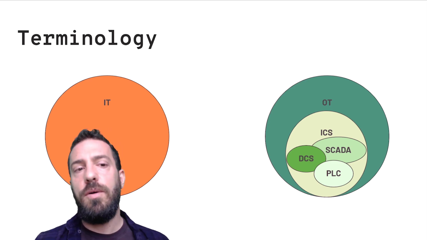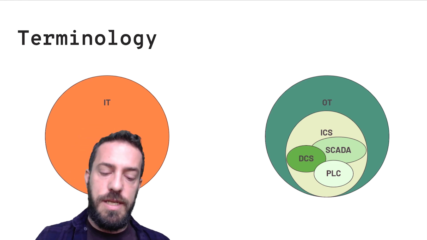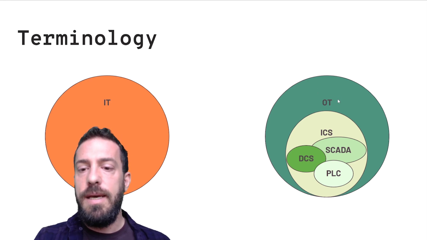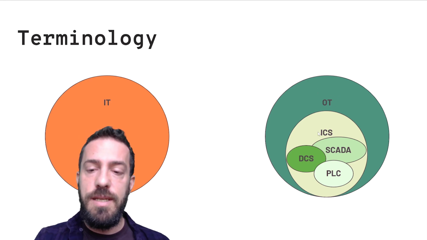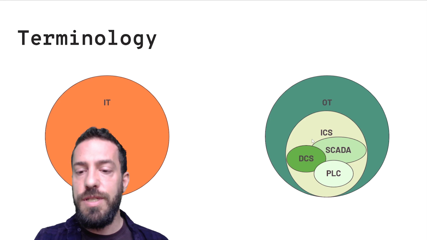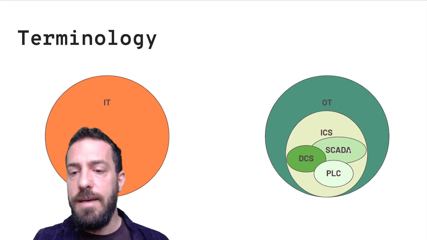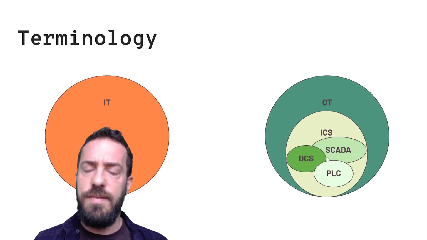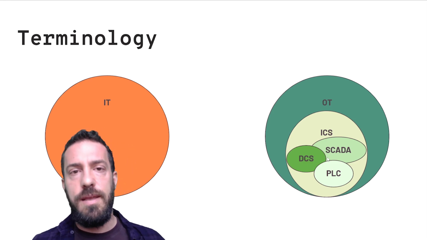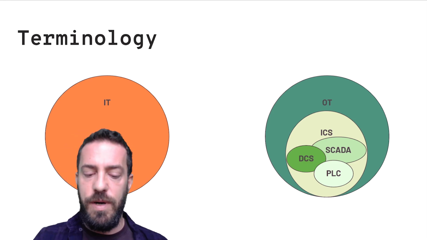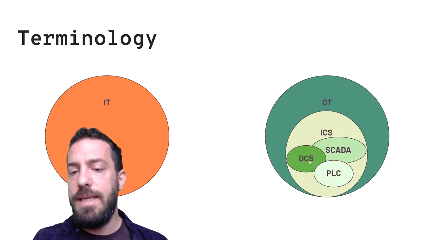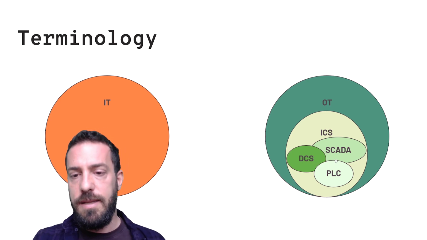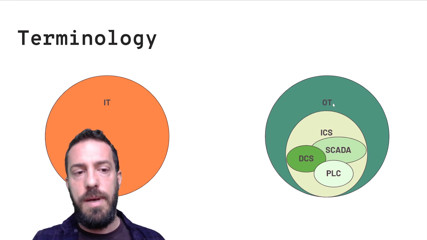So with that, we conclude the discussion about terminology. We started discussing the difference between IT and OT, and then we saw industrial control systems and examples of industrial control systems as SCADA, DCS, and PLC. So here I have a rough depiction of the relationship between all the systems. So in a way, DCS, PLC, and SCADA are included in the term ICS, that in turn is included in the term OT.